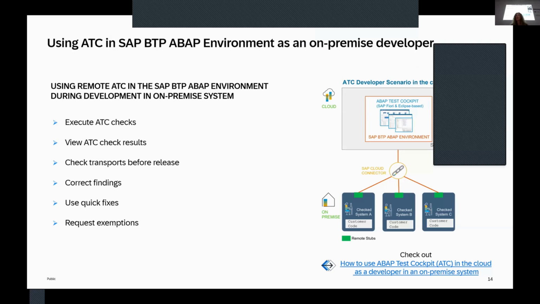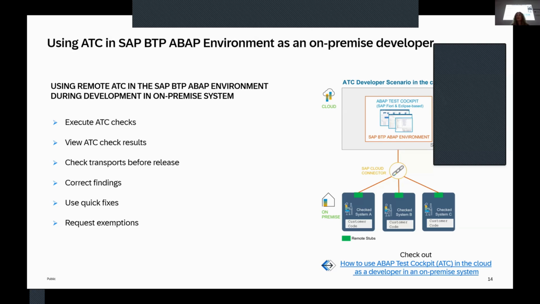And of course, you want also benefit from this central ATC on BTP. You want to use the checks which are available there in order to test your developments on regular basis with these checks on BTP. It's also possible with the so-called developer scenario. For those of you who use ATC on-premise, it's a remote hub solution. Then you probably already know you can connect your development systems to the central ATC and use the central ATC check variant from the central ATC system.